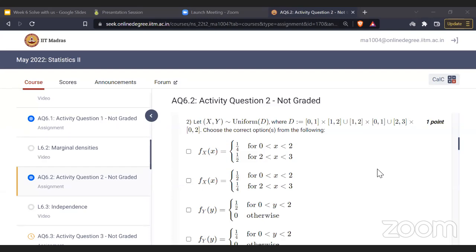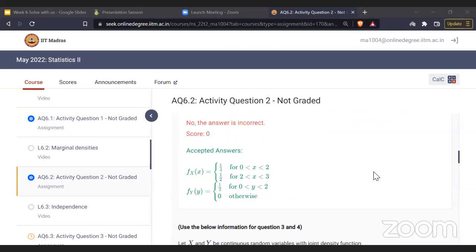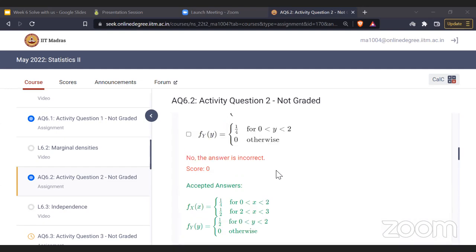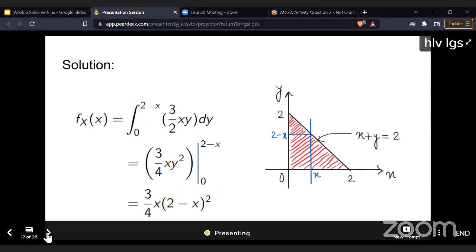Yeah, thank you. So you see that if you do the integration, the overall value will come out to be 1. Okay, let's move to this part.